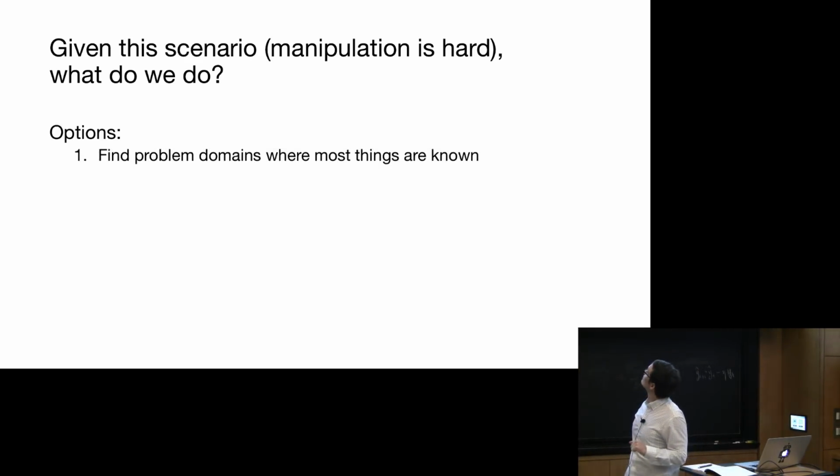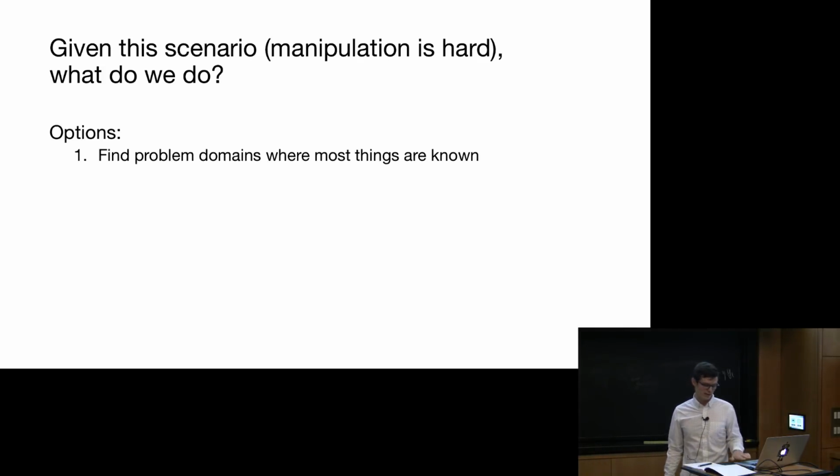First option is find problem domains where most things are known. And this is what the field has done a lot of over the years, and there's very good results. Even in domains, as we'll show, where a lot of parts of the problem are known, it's still very, very hard. Because even if you know what the dynamics are, they can be very hybrid, and it can be very hard to do any type of planning or control over hybrid dynamics.